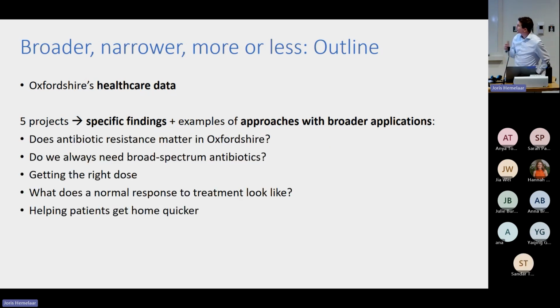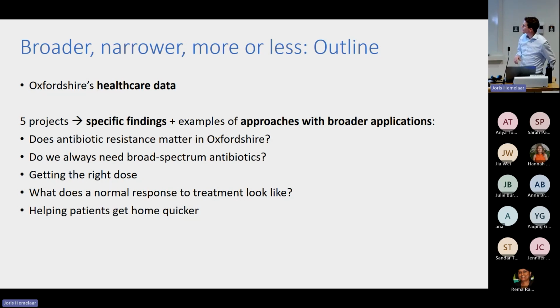So the 5 things I'm going to go through with you is to firstly ask the question, well, does antibiotic resistance matter in Oxfordshire? Or at least to ask the question, in a specific situation, does it matter? Then, maybe having established that you might want to use broad spectrum antibiotics in some instances where antibiotic resistance exists, do we always need to use them? Or are there actually instances where we're perhaps overusing antibiotics?